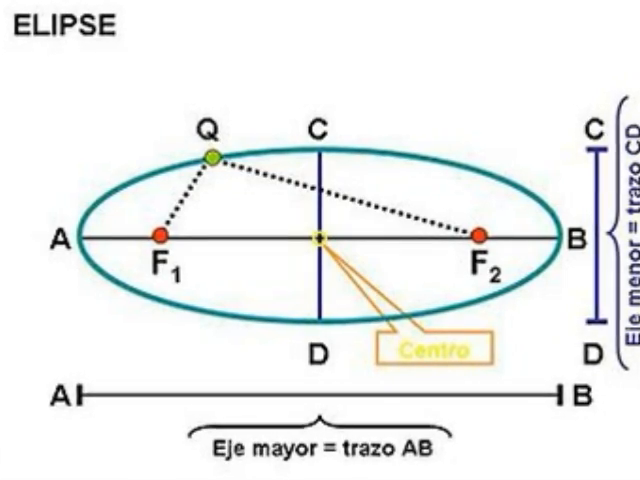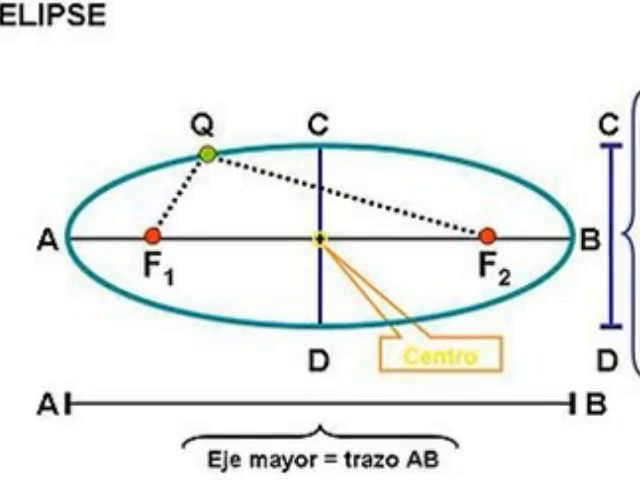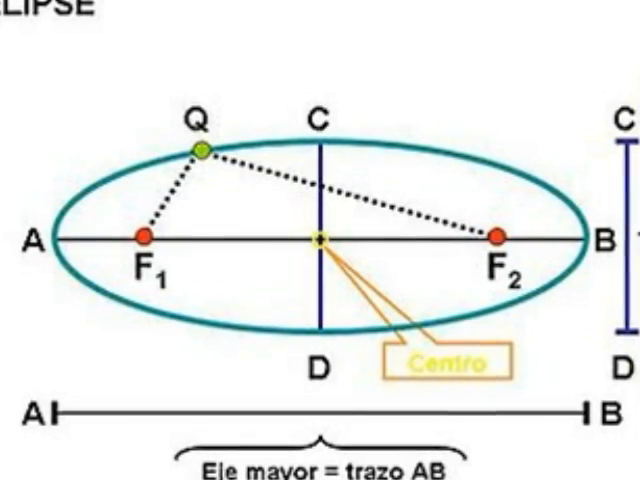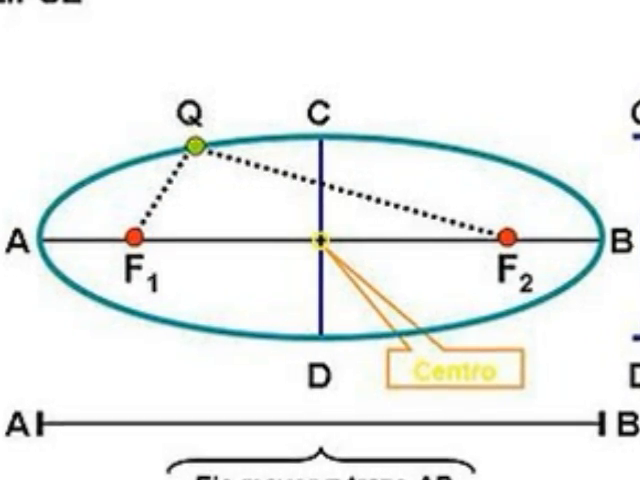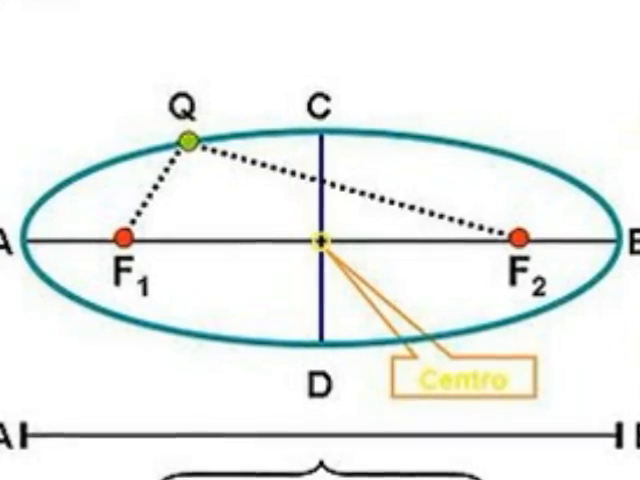The line going horizontal is known as the major axis. The line going from C to D vertically is known as the minor axis. The area of an ellipse is calculated by multiplying pi by half of the major axis and half the minor axis.